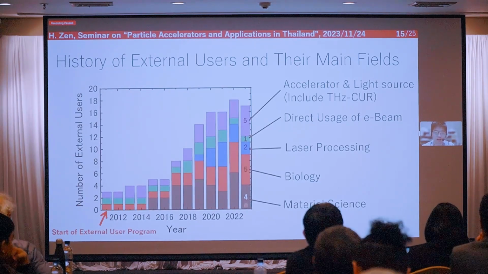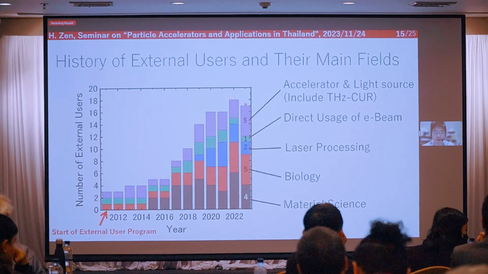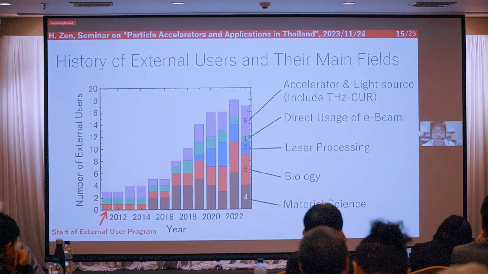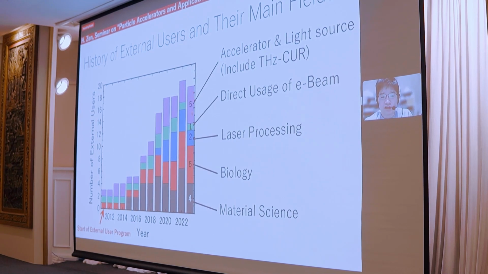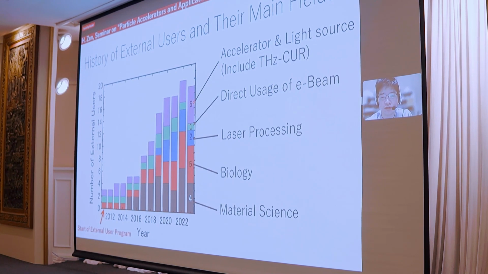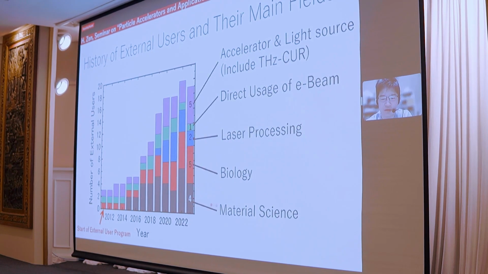18 in 2012, and this year one user reduced, and now 17 users in this fiscal year. And there are different fields characterized: 5 from accelerator and light source development, 1 from direct usage of electron beam, 2 from laser processing, 5 from biology, and 4 from material science.